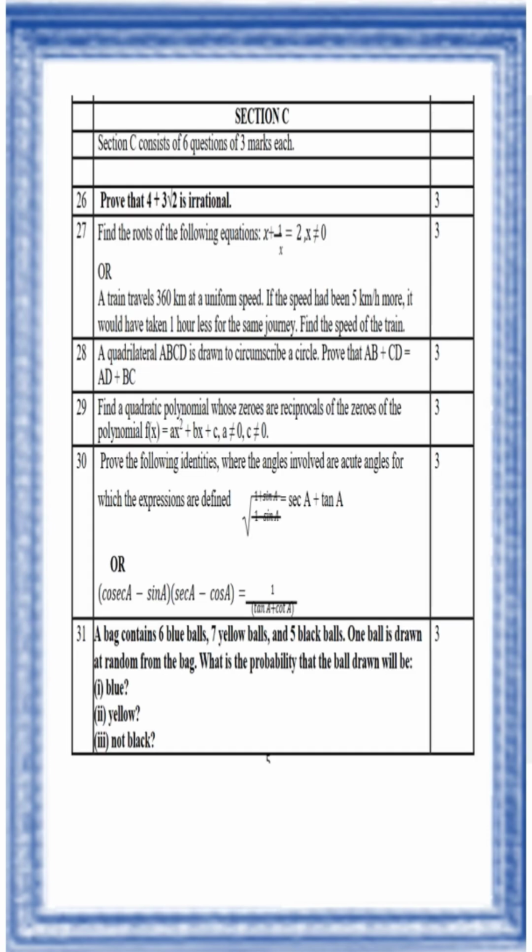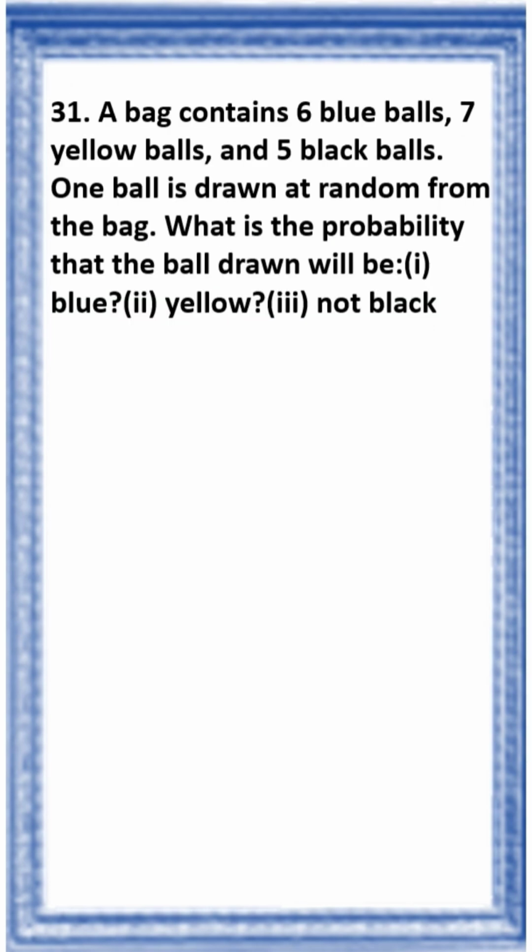Now let us solve question number 31 from section E. The question is, a bag contains 6 blue balls, 7 yellow balls and 5 black balls. One ball is drawn at random from the bag. What is the probability that the ball drawn will be first one blue, second one yellow, third one not black?